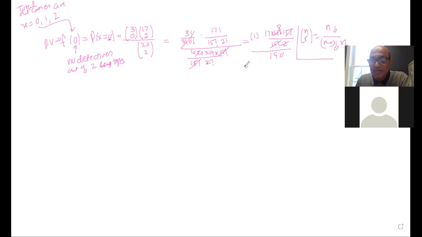So 136 divided by 190, and that is equal to 68 divided by 95. So that's how you can calculate. Then after, I have to go for f of 1, because now this is my random variable. 1 means 1 is defective.